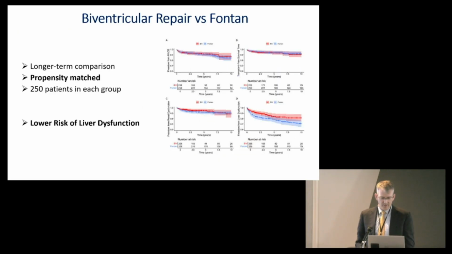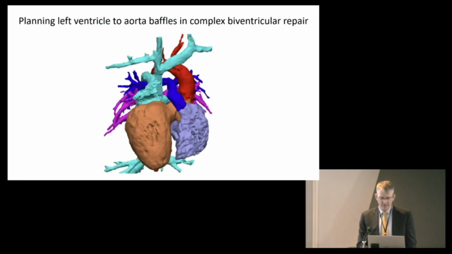And just some more data. This has actually been submitted for publication. This is really a matched, as well matched of a group as we can, which shows lower risk of liver dysfunction and better overall outcomes for biventricular repair patients. So we'll continue to push that.